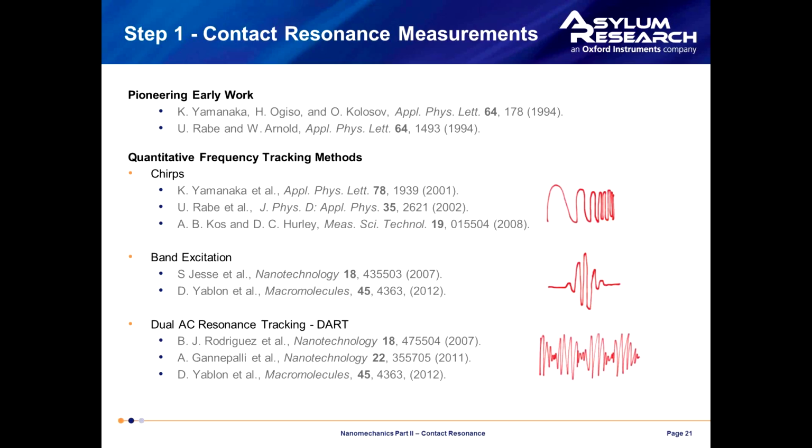Another relatively fast method is called dual AC resonance tracking, or DART. In this method, the resonance is tracked by driving the cantilever at two frequencies, one above and one below the resonance, and then using the measured amplitude responses, specifically the difference between the two amplitudes, as an error signal to track the changing resonant frequencies. All three of these methods work well, and you can read about them in the references I've given here. In the upcoming slides, I'm going to focus on DART, the dual AC method, since it is relatively fast and simple to implement.